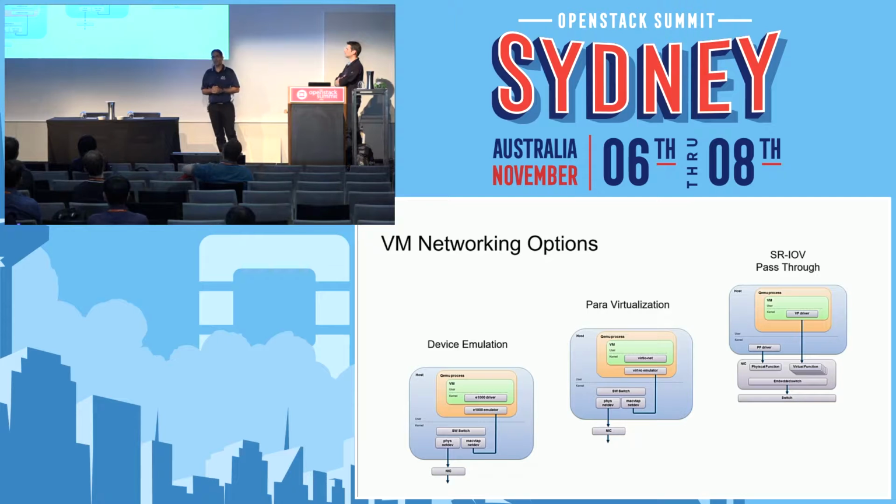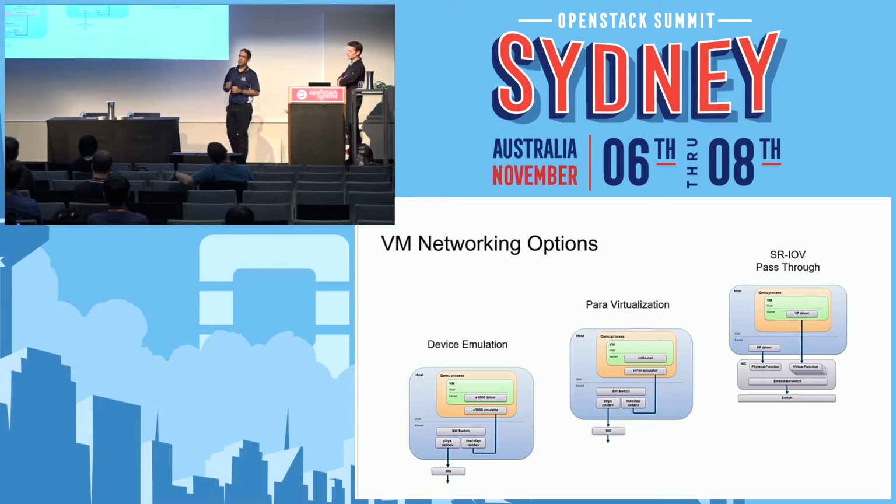SRIOV is part of the PCI specification. It's not limited to network. You can do SRIOV for any device, for storage or for GPUs in theory. But in this case, we're giving an example of a network adapter. In SRIOV, what we basically do is we slice the NIC or the PCI device into multiple devices. We call them virtual functions, or VFs. And those virtual functions are then passed through directly to the VM.